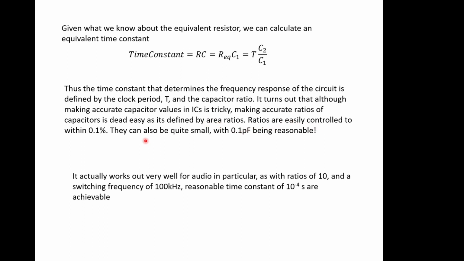So ratios are easily controlled to within 0.1% or so, and you can also make capacitances that are quite small, giving very high time constants, very fast oscillators. So 0.1 picofarad is a reasonable value of capacitance that can be integrated. Bigger as well, but this makes everything work very fast, which is quite good. And as I say, here it works out very well for audio in particular. With ratios of 10, we can get switching frequencies of 100 kilohertz or so, which gives us nice reasonable time constants to play with in audio filters, things like that. And the higher in frequency you can go, the better, so this kind of small value of capacitance tends to be very useful there.